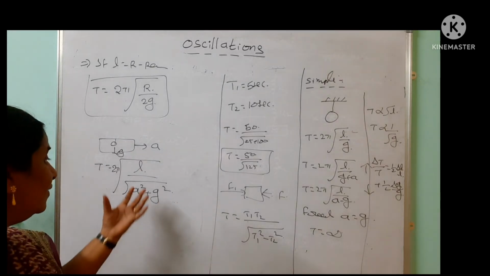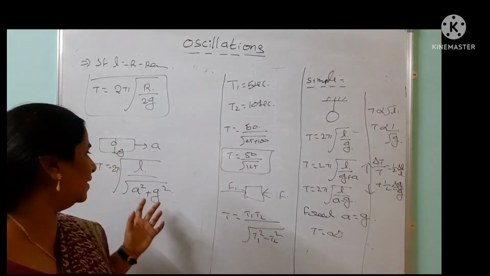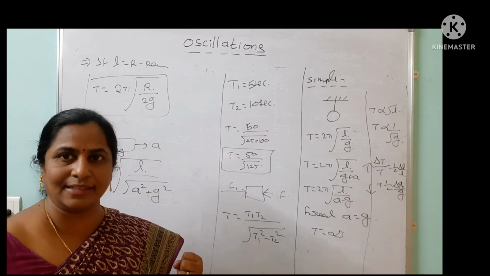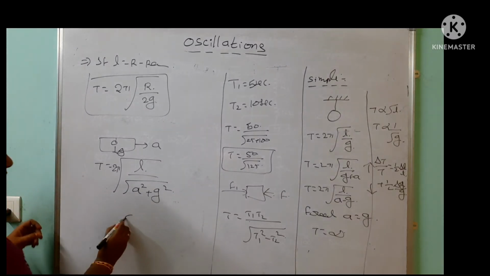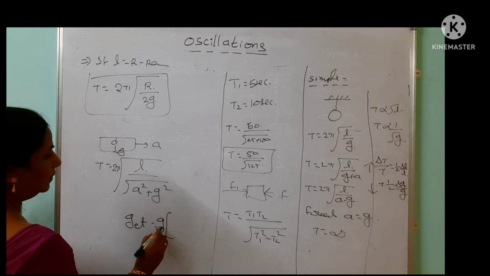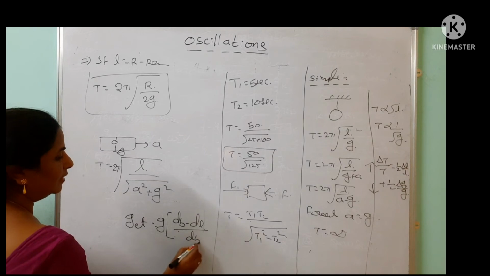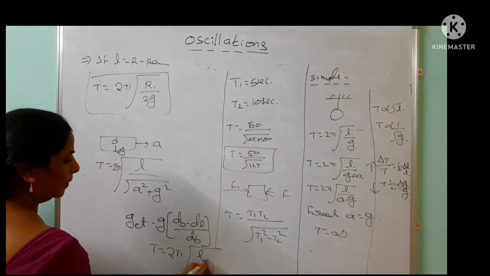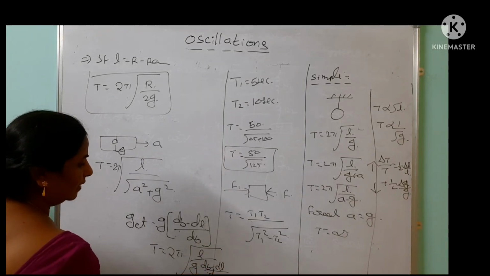Depends on the situation. Even suppose it is rotating, we should consider mv square by r, squared, plus mg squared gravitational force, and we can find out the effective acceleration due to gravity. If the simple pendulum is placed in water, at that time g effective equals how much? g into density of the body minus density of the liquid by density of the body. Then the time period is 2 pi into under root L by g into density of body minus density of liquid by density of the body.